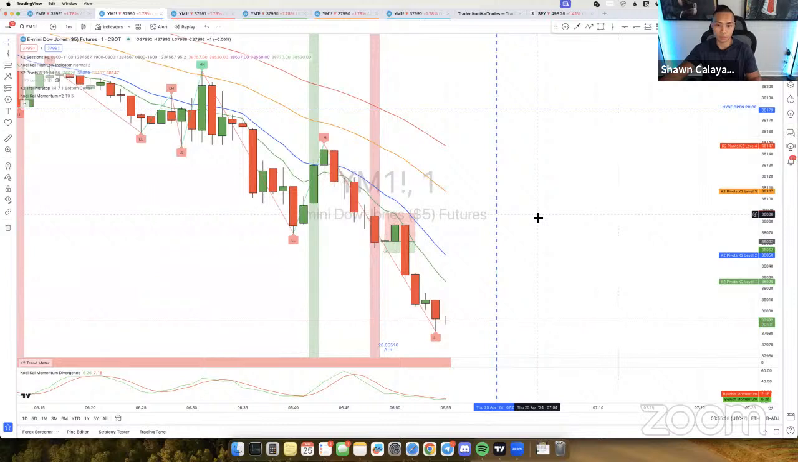I wouldn't mess with anything here. I look for it to retrace up a bit and then possibly come right back down, because when it pushes up, it's going to establish a new high.